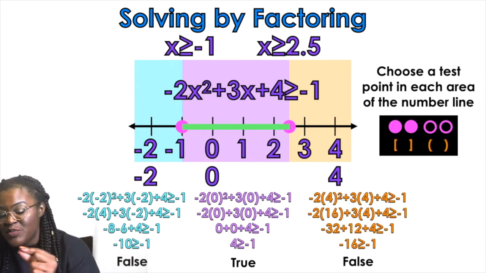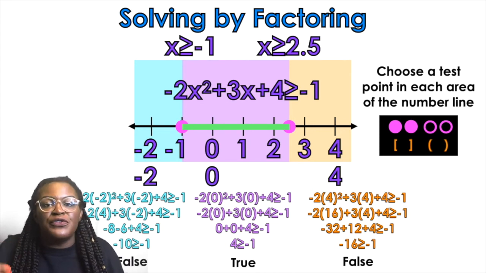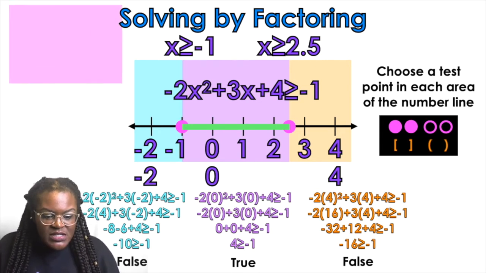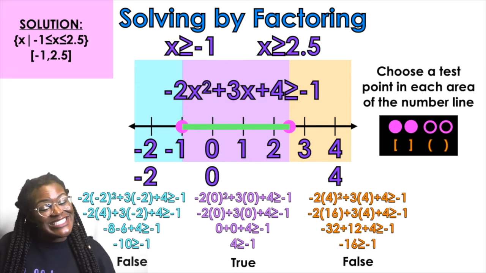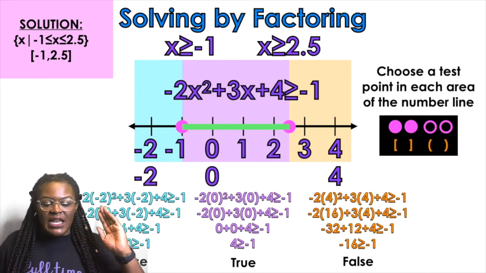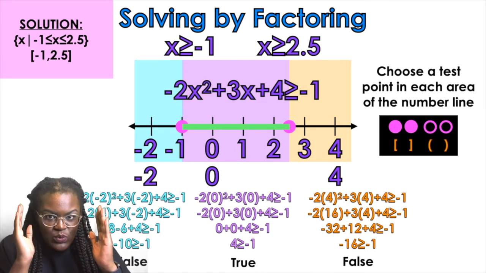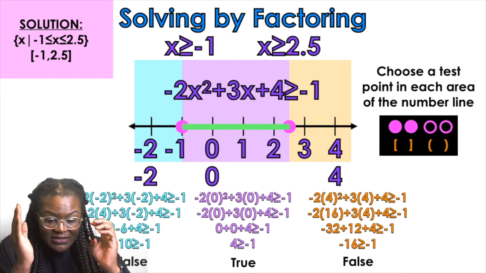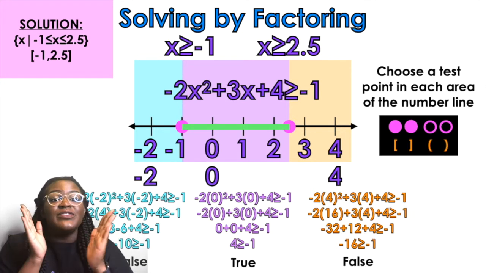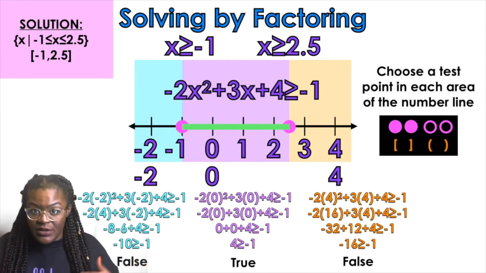See how I drew the green line where the purple area is? So now that I know that, I can write my solution in proper form, okay? We're doing interval notation here, but you could also do set notation too. So my answers have to be between negative 1 and 2.5. That's where my answers lie, okay? So bracket, negative 1, comma, 2.5, bracket. I use brackets because it's equal to. If you don't know about interval notation and set notation, you should go watch my video on interval notation and set notation.